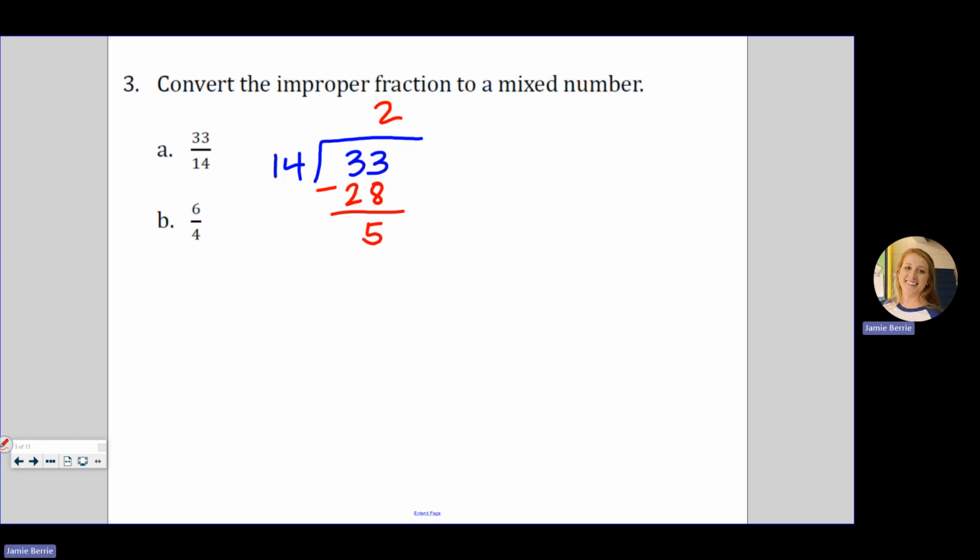All the pieces are there. So the quotient goes first. That's the number on the top. All right, so that's going to be 2. That's the big number. The denominator is always going to stay the same, so we know the denominator is going to be 14. So our remainder is the numerator.